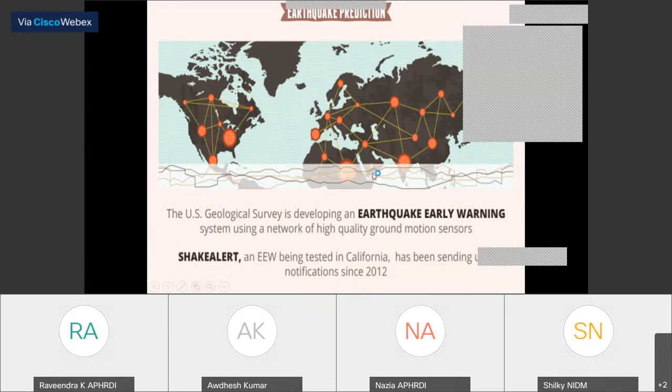And earthquake protection is right now not a very reliable condition, but we are working on this. It is an earthquake early warning system using a network of high quality ground motion sensors. Some tests were done, and we also received some success. It was tested in California, sending notifications to the area in which it is installed since 2012. To some extent it is successful, but it is not 100% reliable.